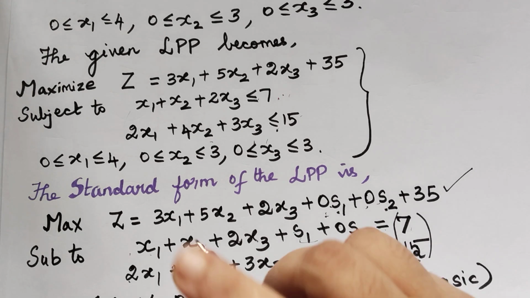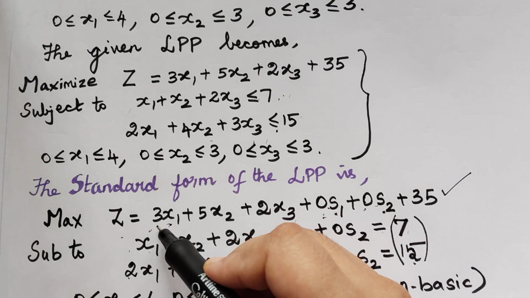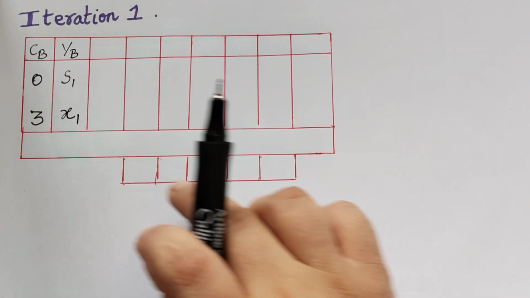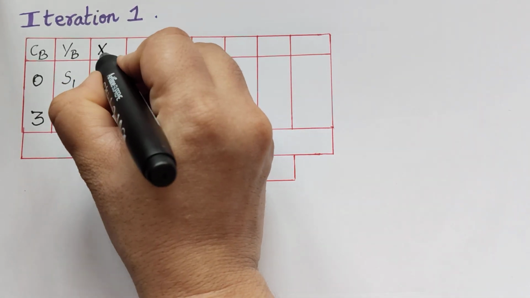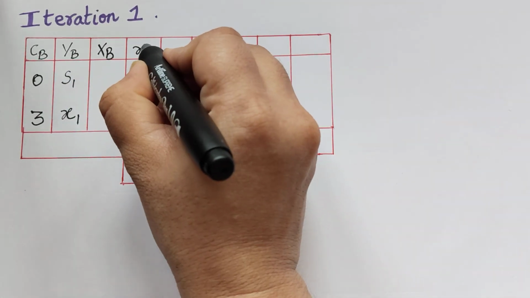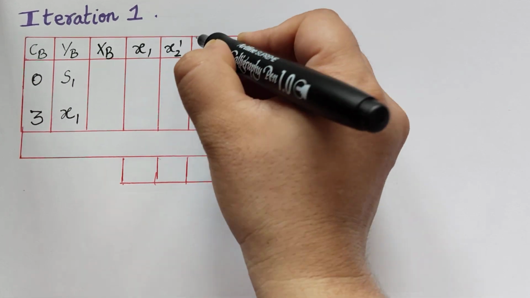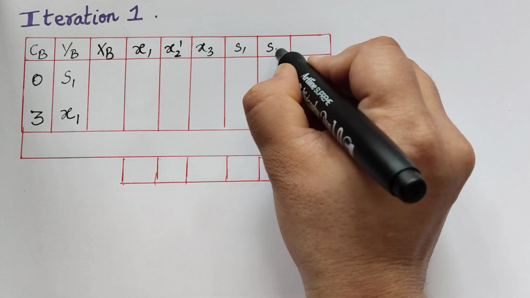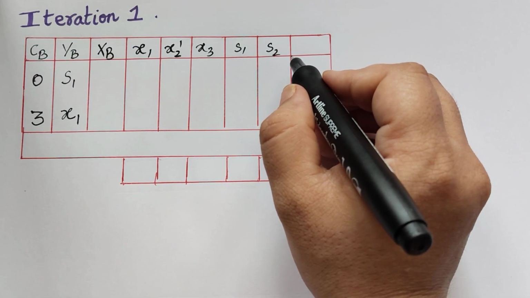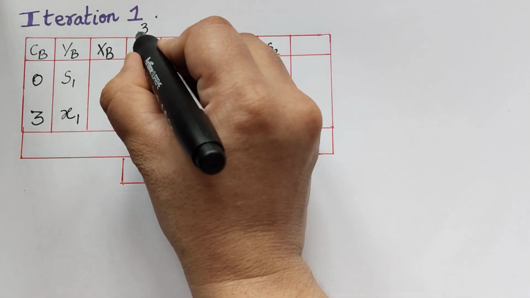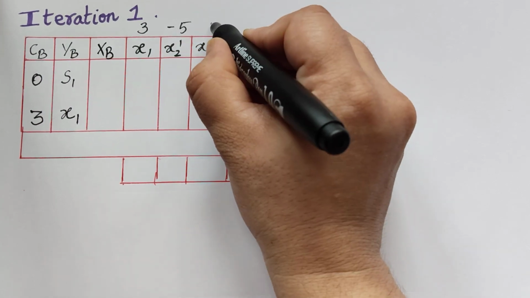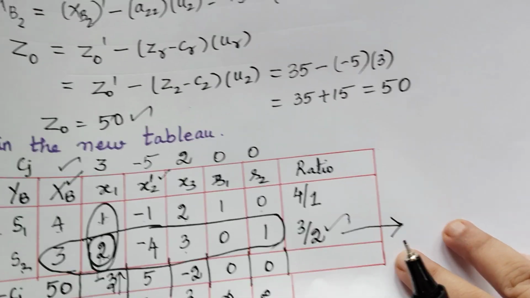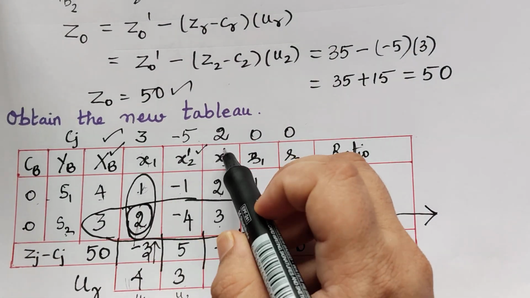So if you see, we have the objective function here, where the cost of x1 in the objective function is 3. So I have replaced here by 3. You could see that. Next we will be having the solution space xb and then x1, and here x2 dash as in the previous table that we have, and then x3, s1, s2. So these all are the same. Now here also we will write the cost, that is 3, minus 5 we had, and 2, 0, 0. So I'm just writing it from the previous table. So here 3, minus 5, 2, 0, 0.